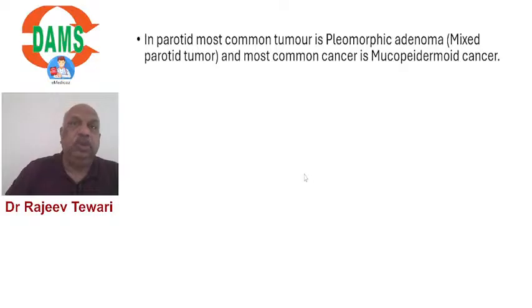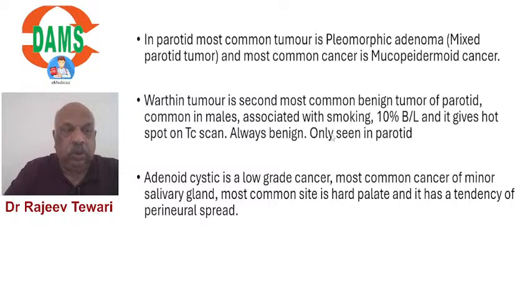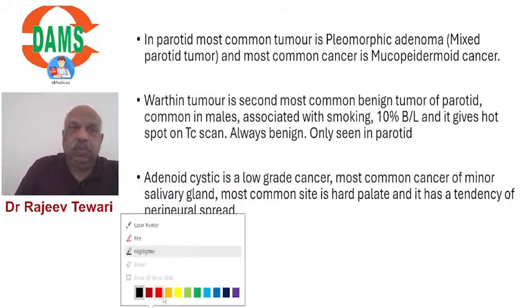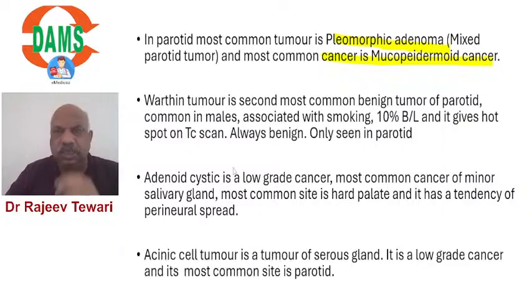So in parotid, most common tumor is pleomorphic adenoma, but most common cancer is mucoepidermoid cancer. Warthin tumor is second most common in parotid, 10% bilateral, in males, common with smoking, and shows a hotspot on scan, always benign, only seen in parotid. Adenoid cystic is a low-grade cancer. Acinic cell tumor is a serous tumor coming from parotid.